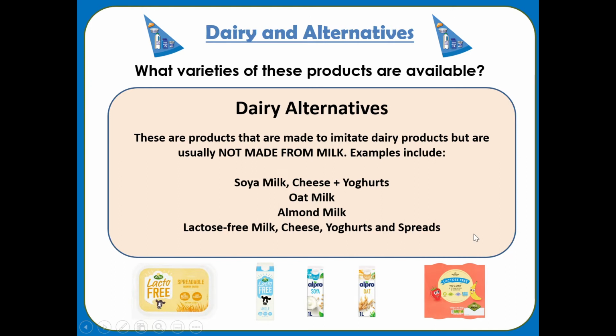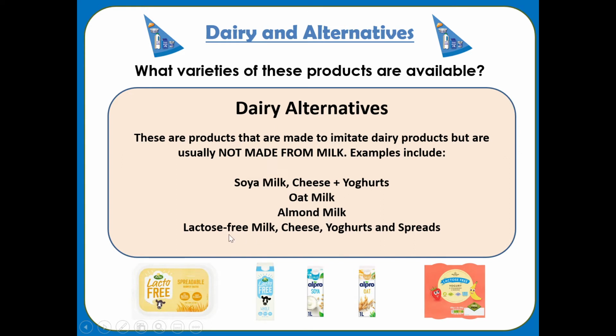So the next one was dairy alternatives. Dairy was made from animal milk, whereas dairy alternatives are used to imitate dairy products, but they're not made from milk. Examples of these include soya milk, which you've probably heard of, oat milk, almond milk. There are so many varieties of that nowadays. Soya can also be used to make cheese and yogurts as well.